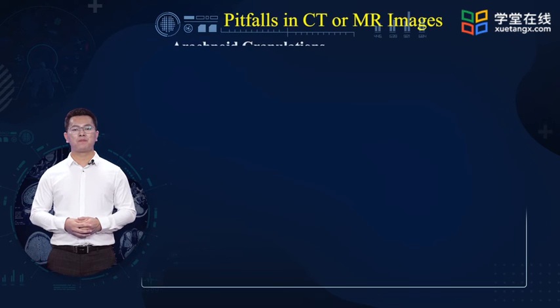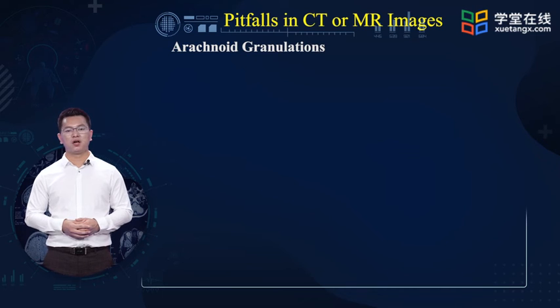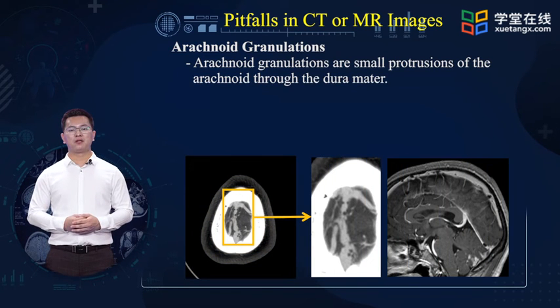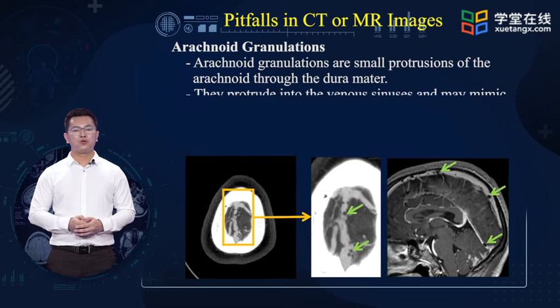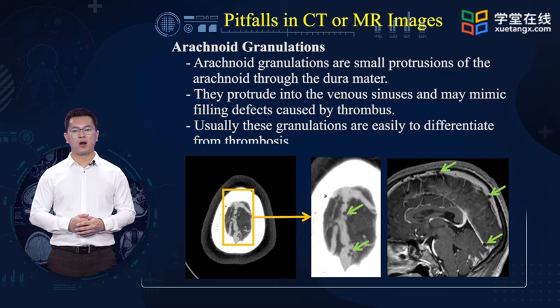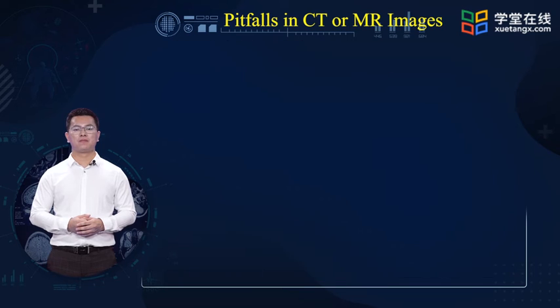Now let's turn to the pitfalls that mimic thrombus on CT or MR. Arachnoid granulations are small protrusions of the arachnoid through the dural matter. They protrude into the venous sinuses and may mimic filling defects caused by thrombus. Usually these granulations are easy to differentiate from thrombosis.